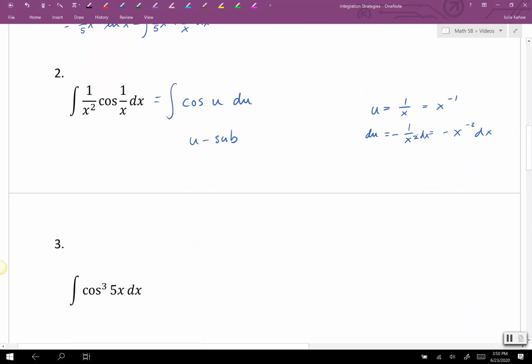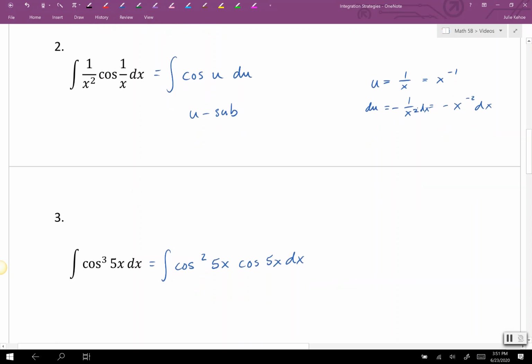This next one, I have x times cosine of 5x to the third. That is a product, but it's a power of a trig function. So that makes me think trig integrals right off the bat on this one. If I just split off, since it's an odd power, I could split off one of the cosines and then use the Pythagorean identity for the cosine squared.